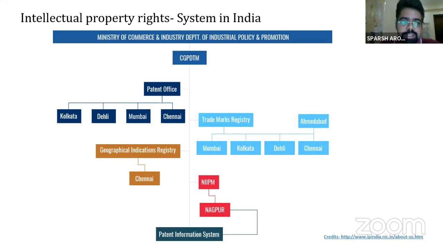So this is the basic structure of how the patenting system looks like in India. The Controller General of Patents and Trademark Office is under the Ministry of Commerce and Industry, and under it we have our patent offices. There are 4 patent offices in India currently, in Kolkata, Delhi, Mumbai and Chennai. And then there is a trademark registry. So someone can approach these offices and file patent applications.